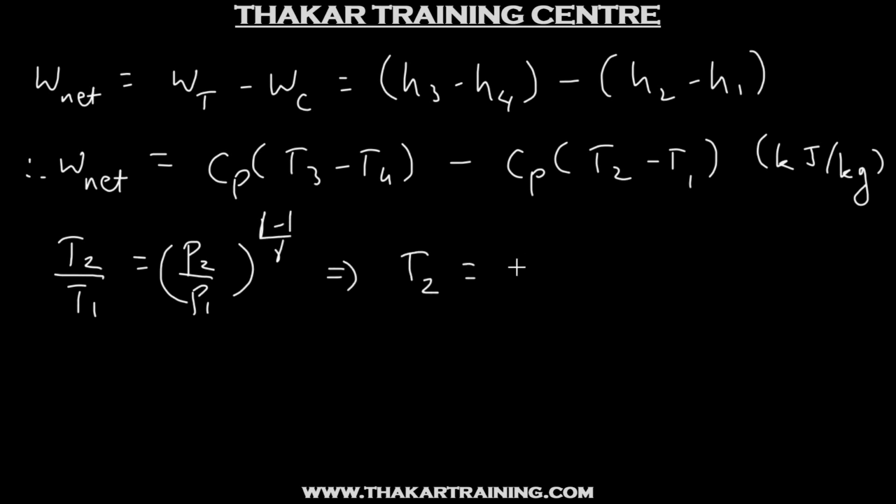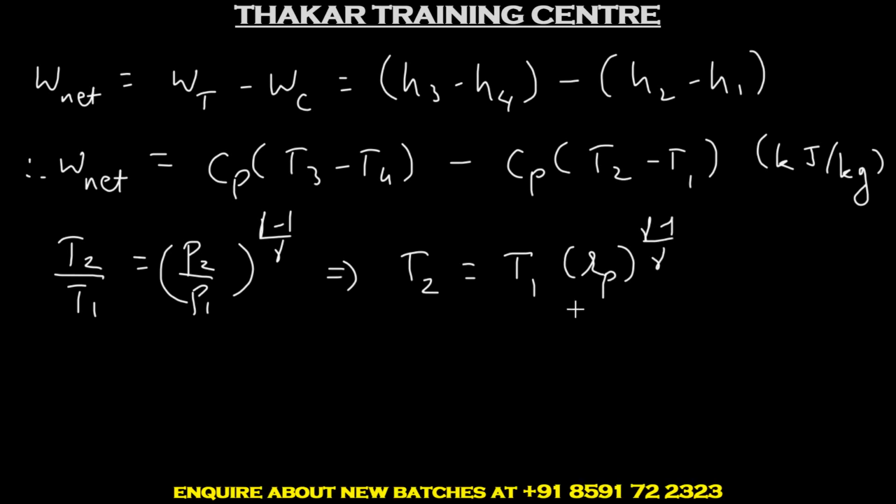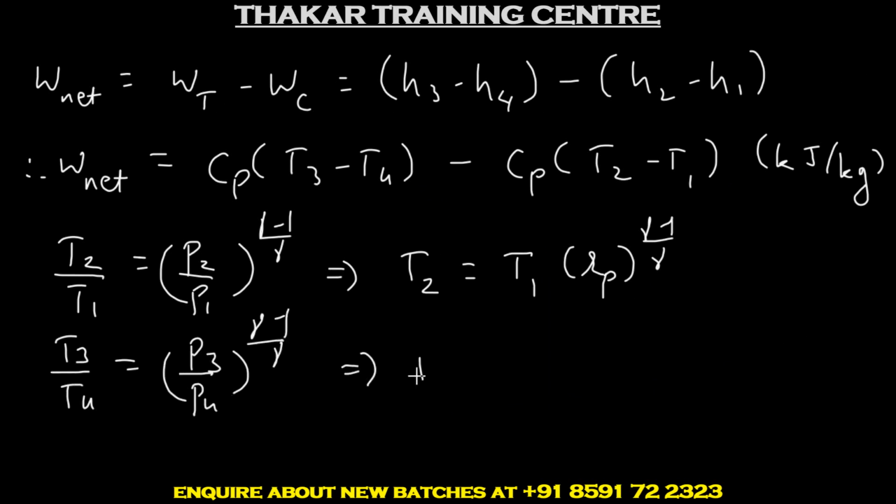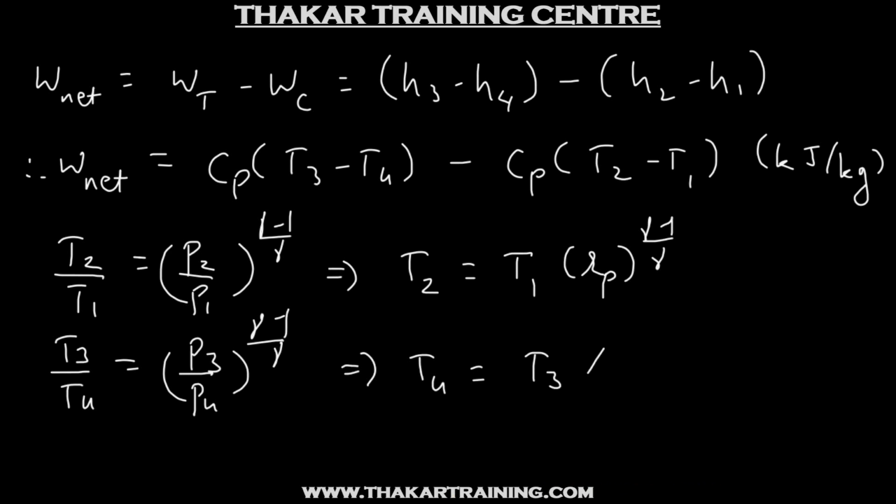So T2 will be equal to T1 into P2 by P1, which is nothing but Rp raised to gamma minus 1 by gamma. So we have T2 in terms of T1. And we also have to find out T4 in terms of T3. So 3 to 4 is an isentropic process. So T3 by T4 will be equal to P3 by P4 raised to gamma minus 1 by gamma. So T4 will be equal to T3 divided by Rp raised to gamma minus 1 by gamma.